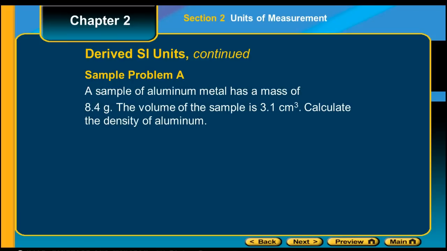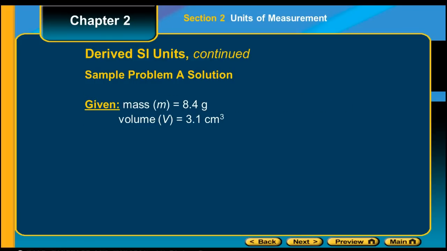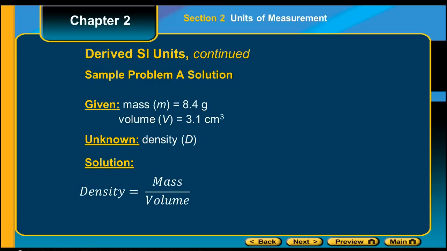It says a sample of aluminum metal has a mass of 8.4 grams. The volume of the sample is 3.1 centimeters cubed. Calculate the density of aluminum. If you remember from a couple of slides ago, D equals M over V. We're being asked to find the density, and we have a mass and a volume. So we identify the given information: 8.4 grams is the mass and 3.1 centimeters cubed is the volume, and we're asked to find the density. We take density equals mass divided by volume, plug our numbers in, and do the math on the calculator. It's 2.7 grams per centimeter cubed.